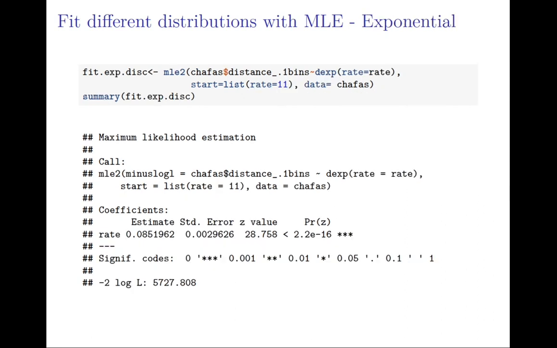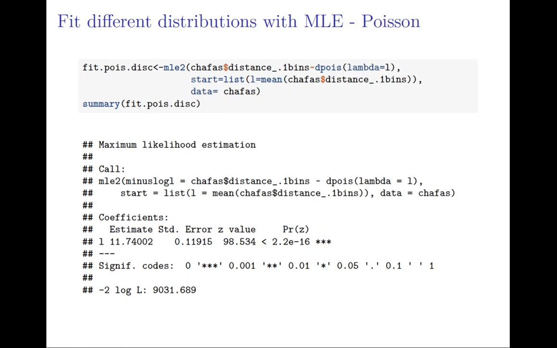When we do the same for exponential, again, we use here the dexp, and our parameter is a rate parameter, which we then define where to start in our start list. We also tried Poisson, and here the Poisson function or distribution has a parameter lambda, which we define as L and then give it a value to start with.